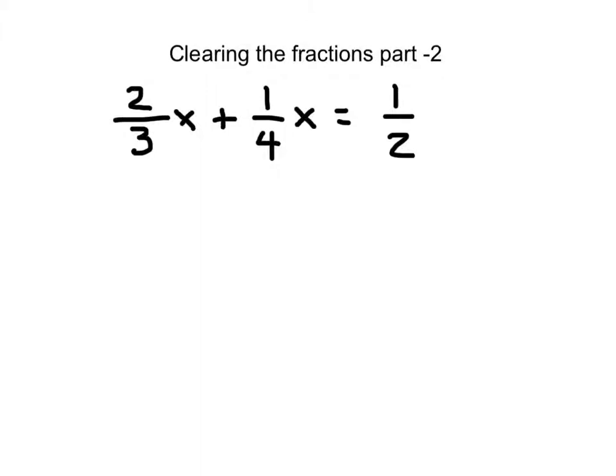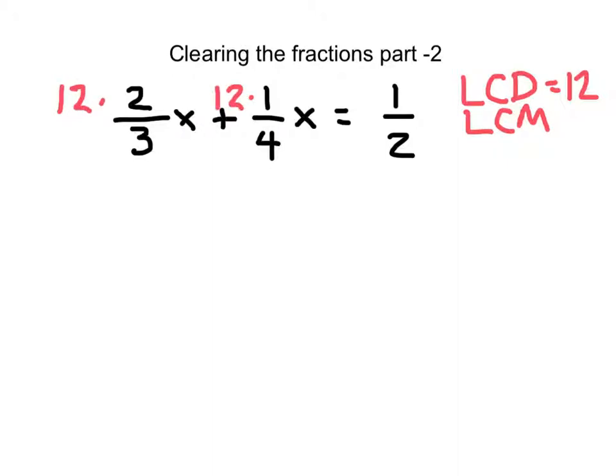This video is clearing the fractions part 2. In order to clear the fractions, we need to multiply all the terms of our equation by the least common denominator of the fractions, or the least common multiple of those numbers. Same thing. So here I have 3, 4, and 2. So the least common denominator for 3, 4, and 2 is 12. That's what I want to multiply each fraction by. So I'd multiply 12 times 2/3 x, 12 times 1/4 x, and 12 times 1/2.